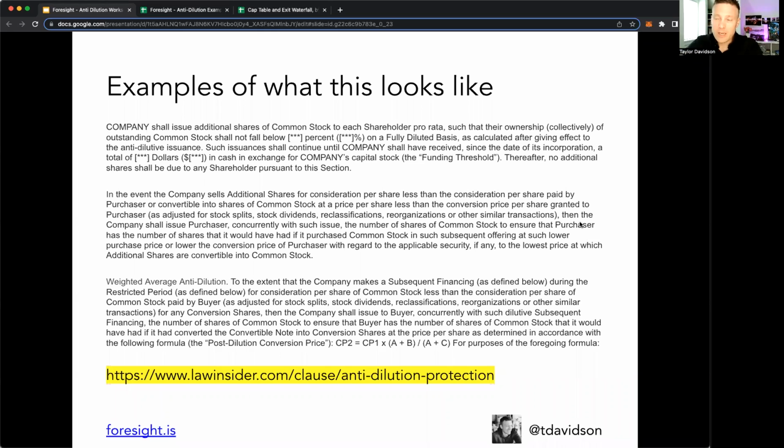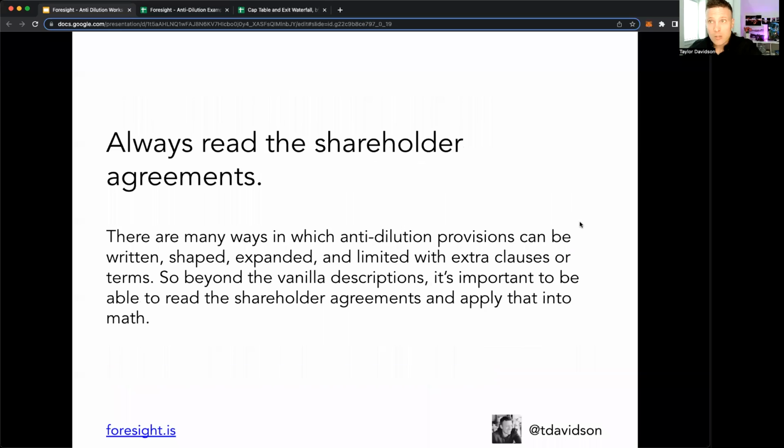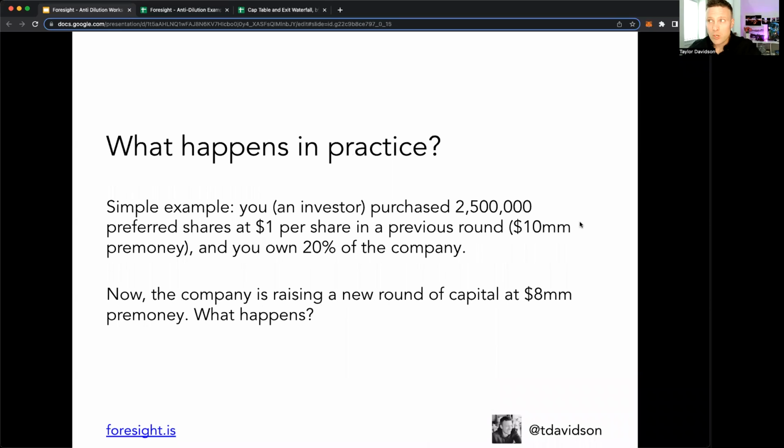There's actually a specific case of weighted average anti-dilution, which is meant to guard against value dilution. It basically says, hey, if the company makes a subsequent financing at a price that is less than the price paid before, then the number of shares would be converted according to this formula. We'll go into the details around it. But what's interesting is that there are differences here between issuing new shares and changing the conversion ratio, and we'll get into that. So let's talk about a simple example here.